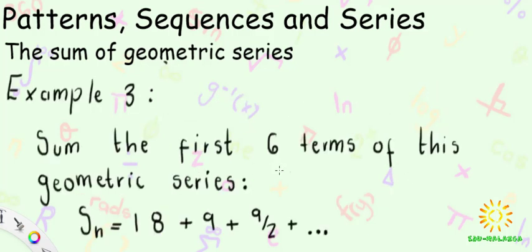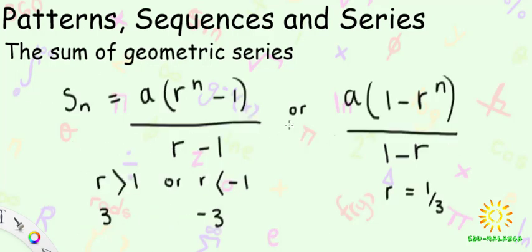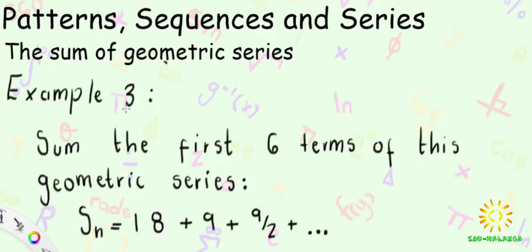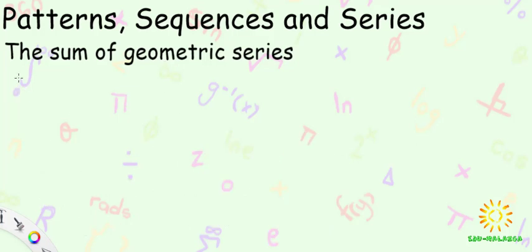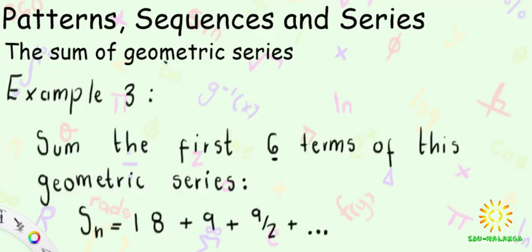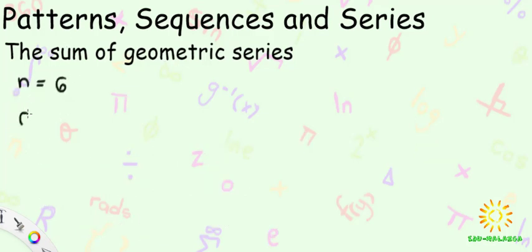So to sum the first 6 terms of this geometric series, we're going to use one of these 2 formulae. We're going to start by writing everything that we've been given. We're told to sum the first 6 terms. So our n is equal to 6 because we have 6 terms. And when we look at the series, we have the first term, which is equal to a, that's 18, given to us as well. A is equal to 18.